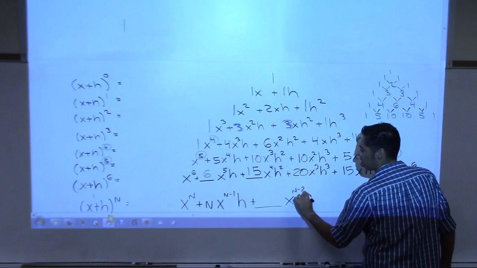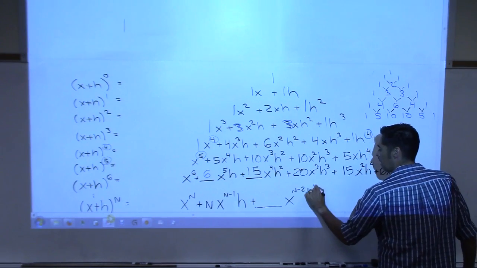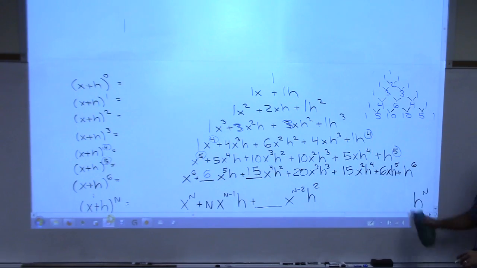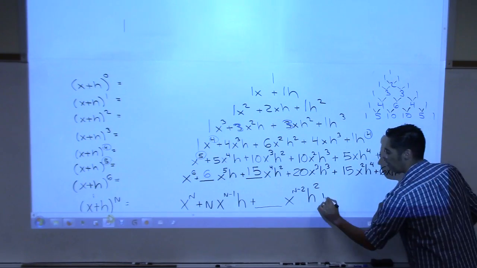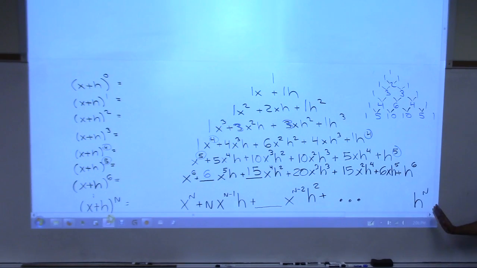2 less than what we started with. So n, take away 2. And now what's the power on h? H squared. And this will keep happening, right? All the way until I get to the end. So I'm going to say plus, in our favorite thing in math, dot, dot, dot, repeating some pattern until I get to the end. Agreed? Okay.